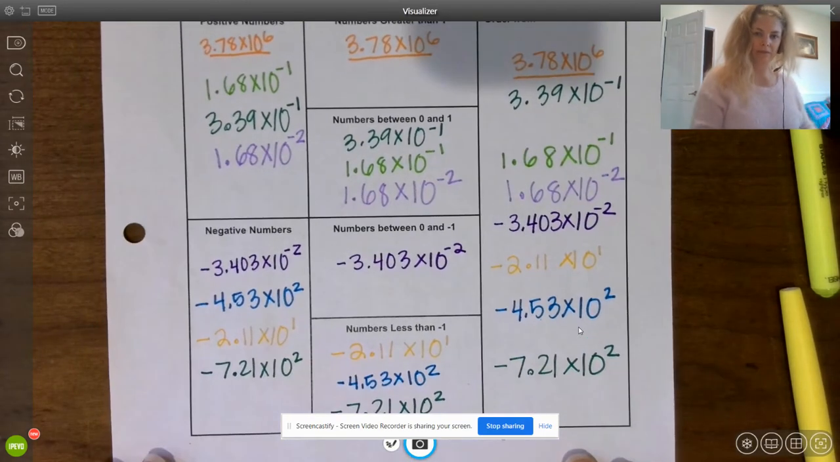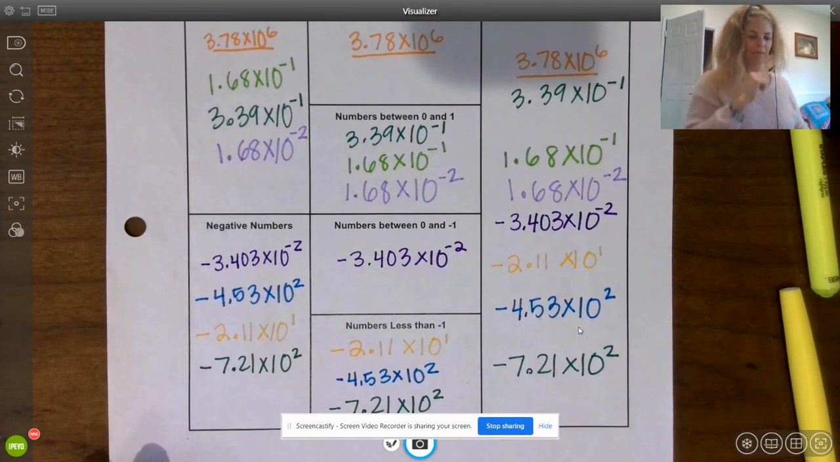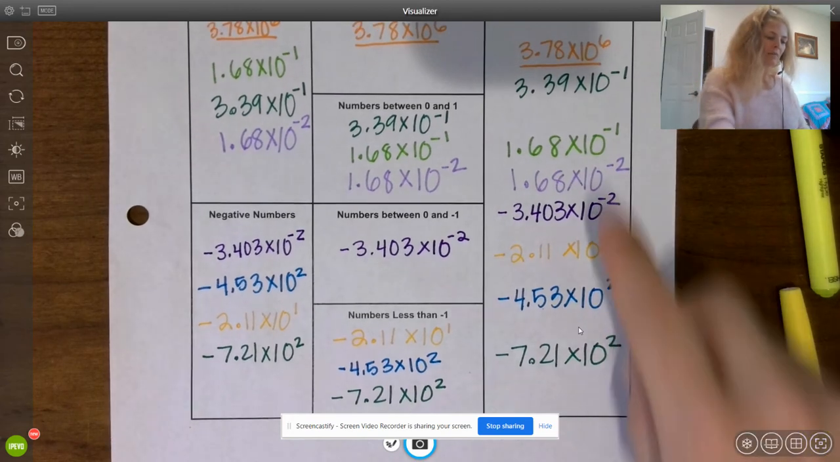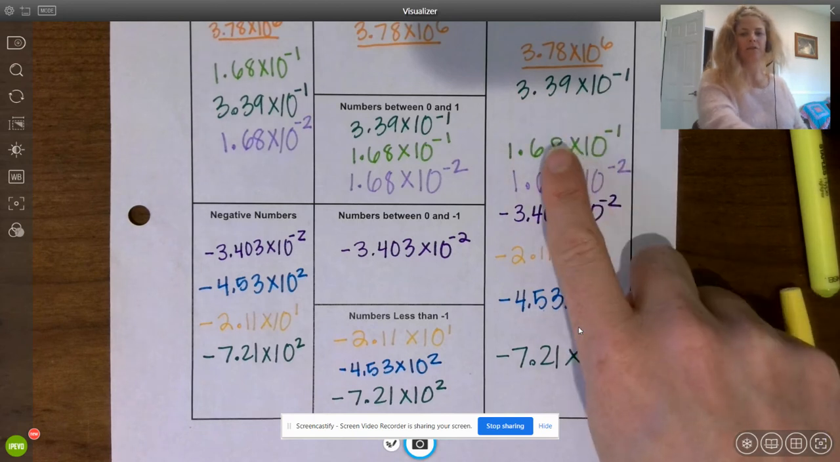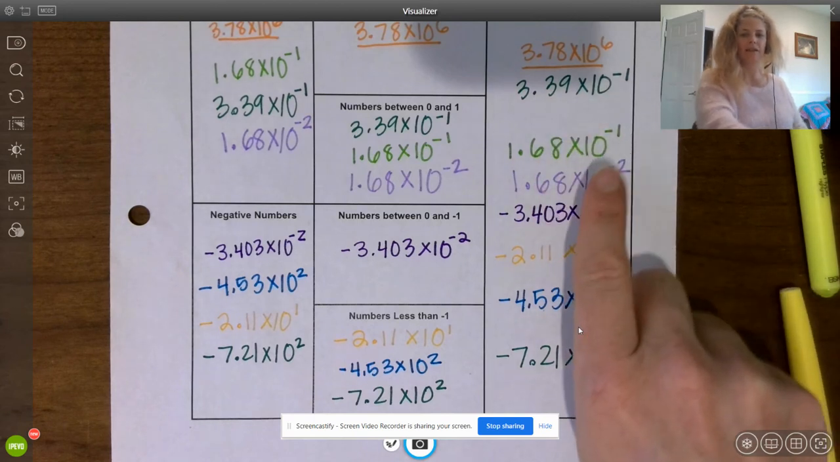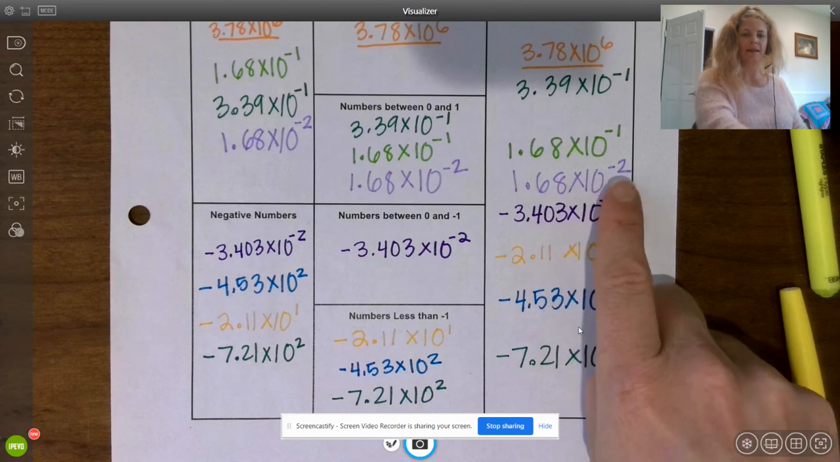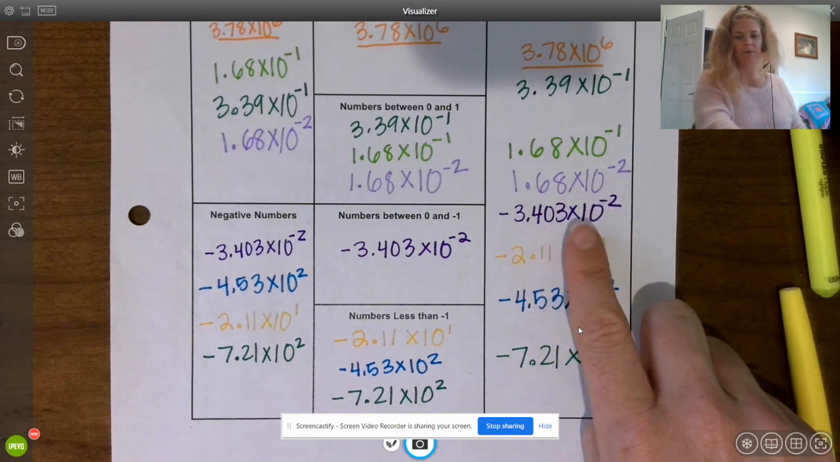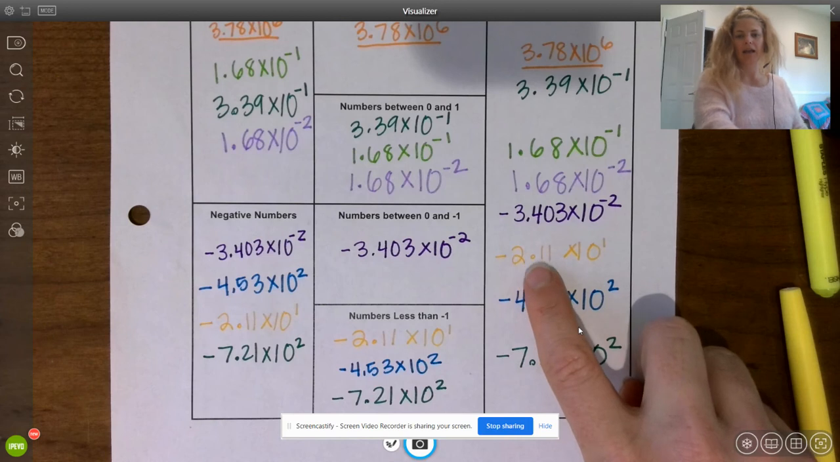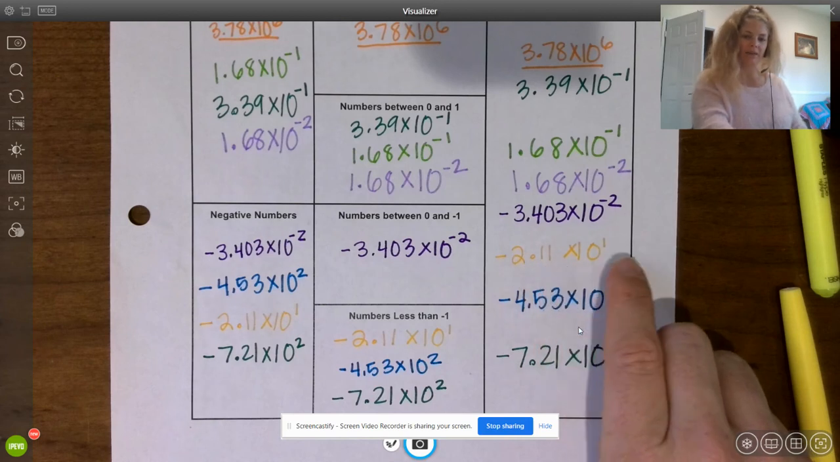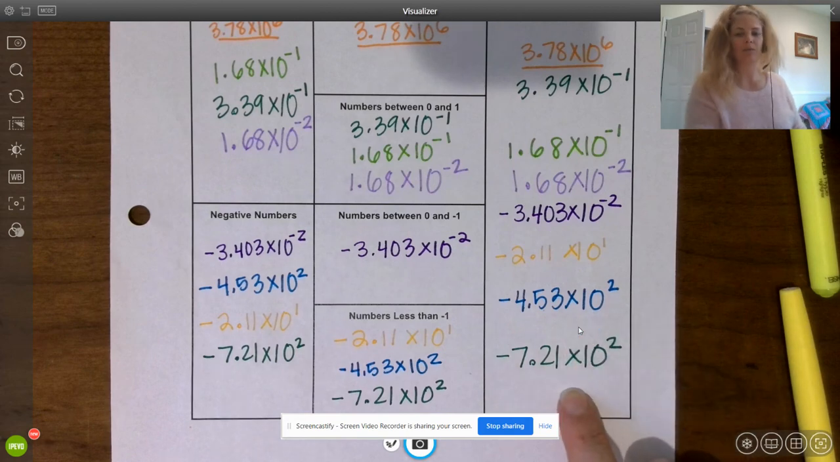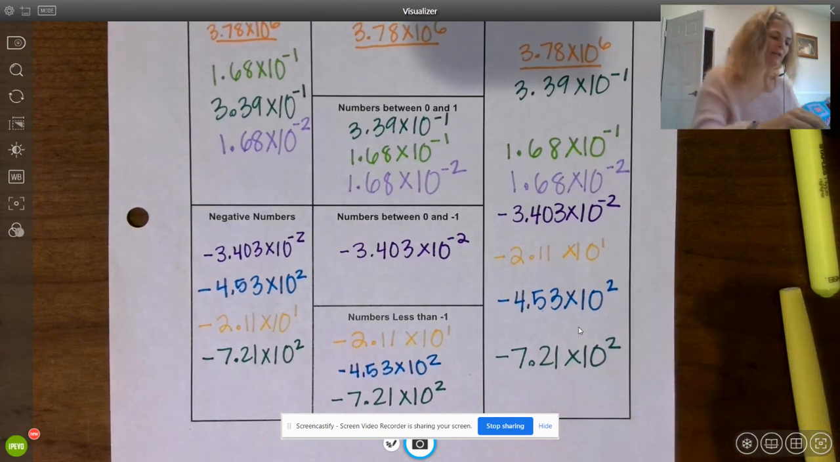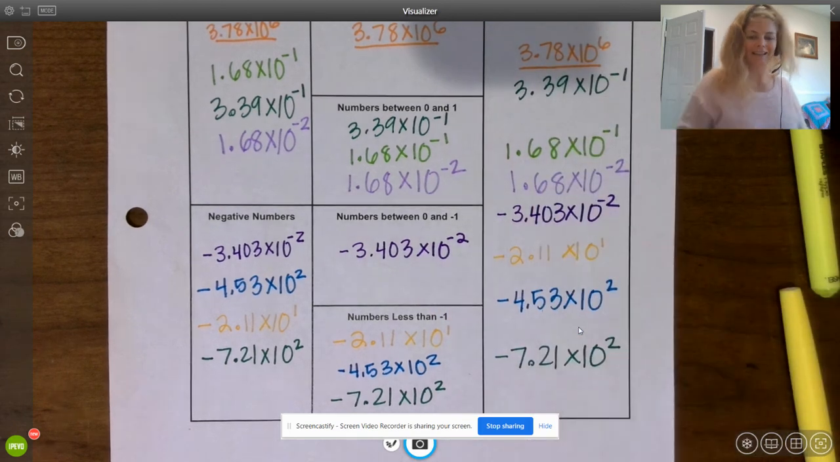Listing them from greatest to least, you can always pause the video and see it that way too. Biggest number is 3.78 times 10 to the 6th, then 3.39 times 10 to the 1st, 1.68 times 10 to the negative 1st, 1.68 times 10 to the negative 2nd, negative 3.403 times 10 to the negative 2nd, negative 2.11 times 10 to the 1st, negative 4.53 times 10 to the 2nd, and then negative 7.21 times 10 to the 2nd, ordered from greatest to least.